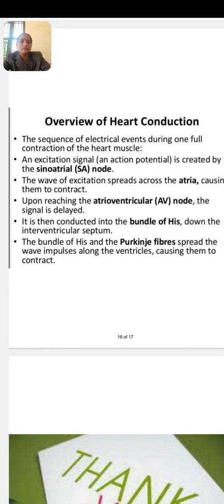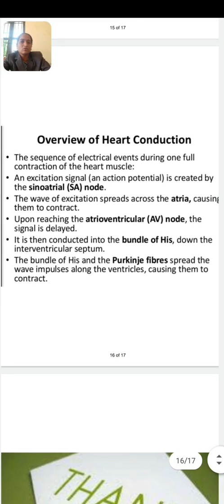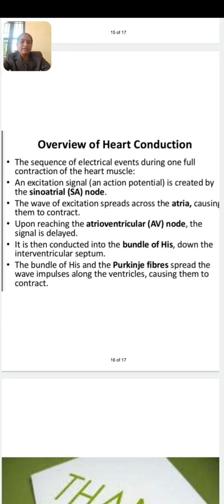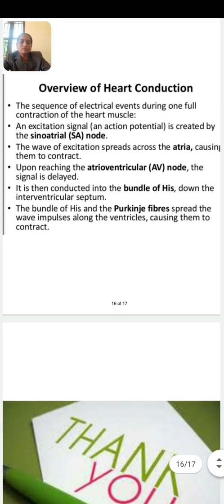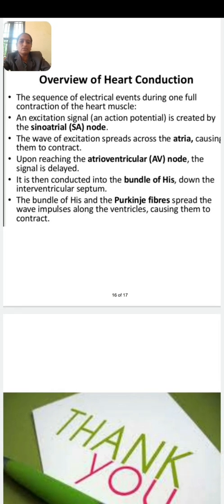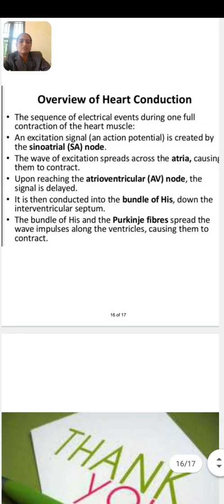This is an overview of heart conduction, the sequence of electrical events during the full contraction of the heart muscle. An excitation signal, meaning the action potential, is created by the SA node. The wave of excitation spreads across the atria, causing them to contract. Then it reaches the AV node. Then it is conducted towards the bundle of His, and from the bundle of His it is conducted to the Purkinje fibers.